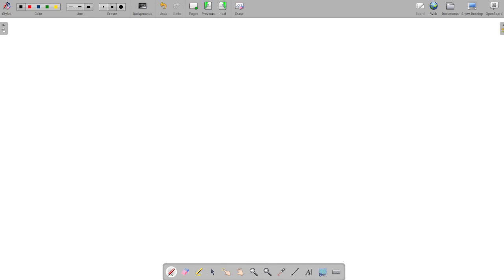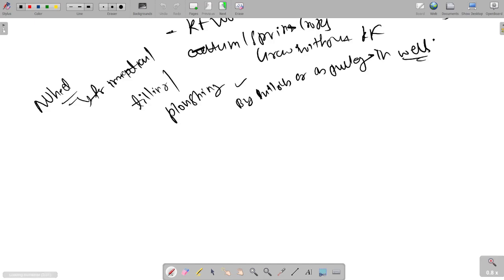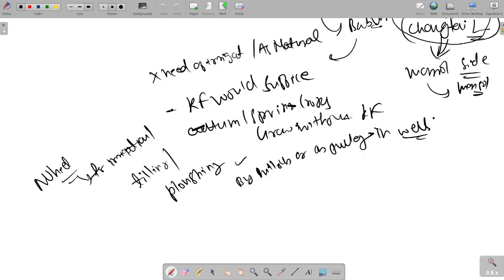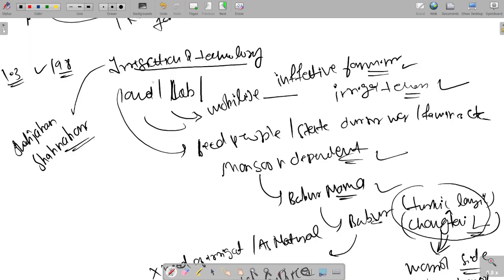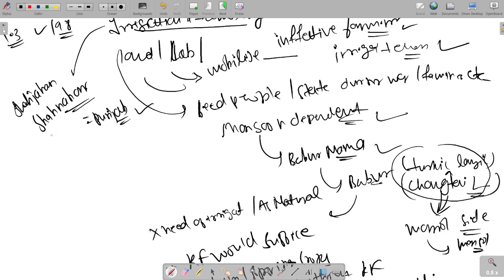Guys, some details I forgot to tell you about the agriculture system. Yes, irrigation. The irrigation system made by Shah Jahan was called Shah Nehar, and it was majorly in the Punjab region. Other systems of canals and irrigation are called Nehar, Nala, or Shah Nehar.